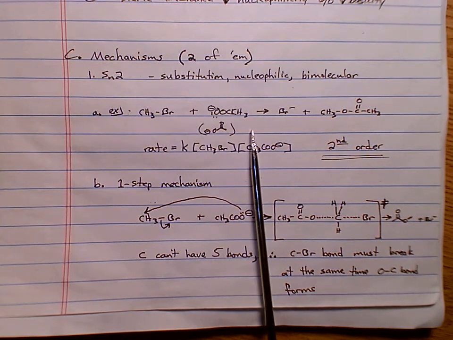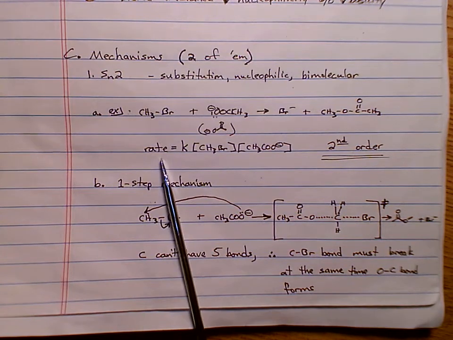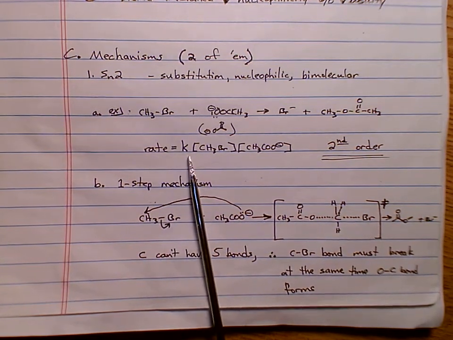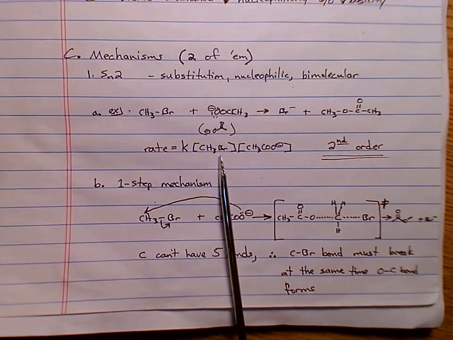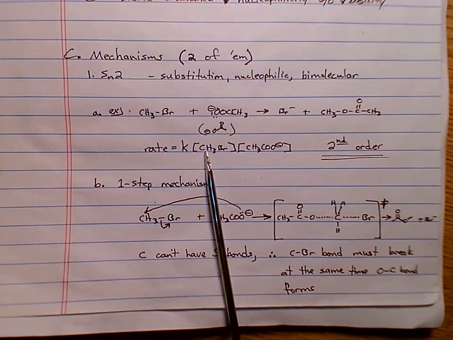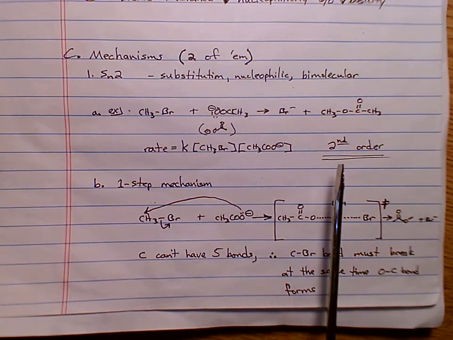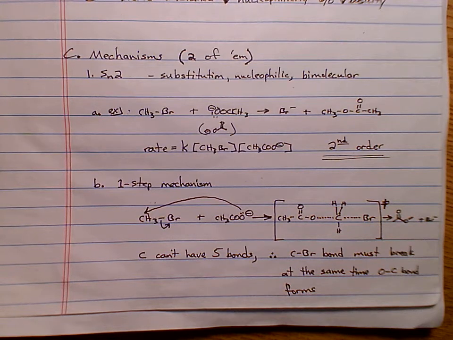So here's our example reaction. If there are two reactants here, and we've got them right here, the rate law for the reaction is rate equals K times the concentration of our alkyl halide, we will call that the substrate, times the concentration of the nucleophile. This is a second order rate law. It is a second order reaction. And the mechanism looks like this.